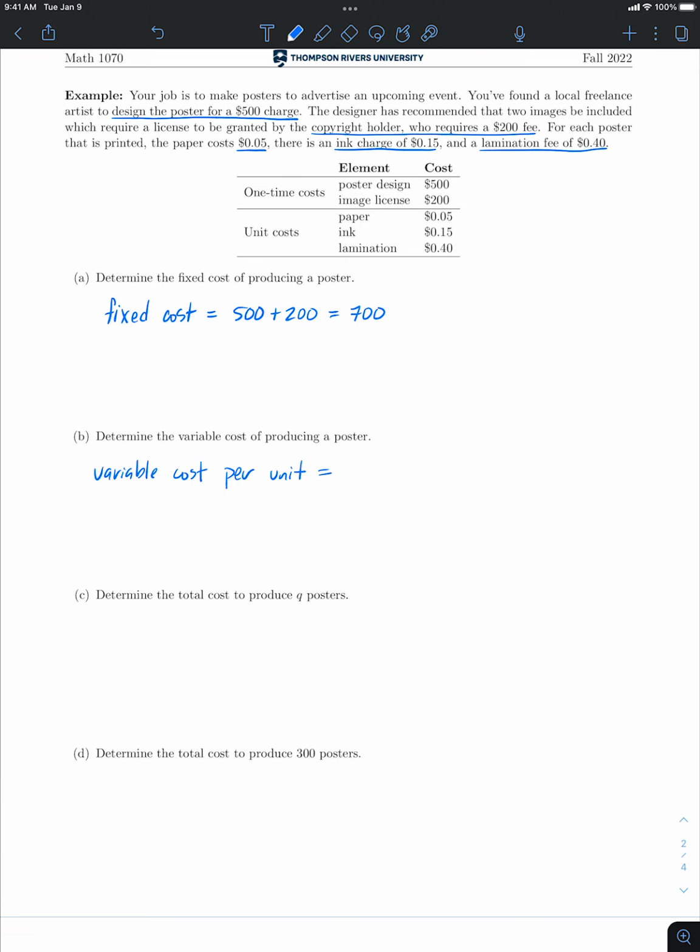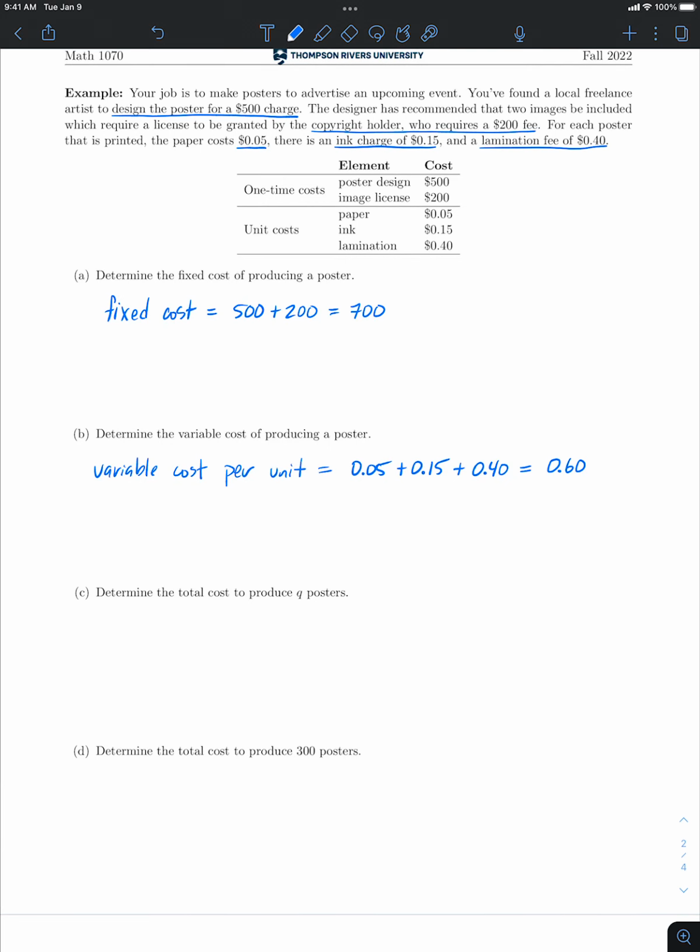Okay, so for each poster that we produce, we're going to have to pay for the paper, which is 5 cents. We're going to have to pay for the ink that goes on the paper. That's another 15 cents. And then we're also going to have to pay 40 cents for the lamination. I don't know if these costs are realistic, to be honest, but I think it still makes sense. So then 60 cents is the total when you add those up. So 60 cents for every poster that we produce.